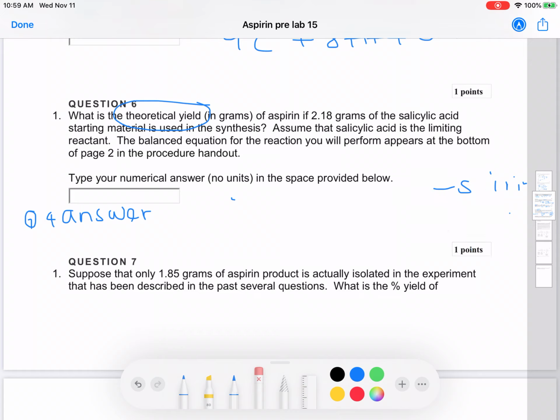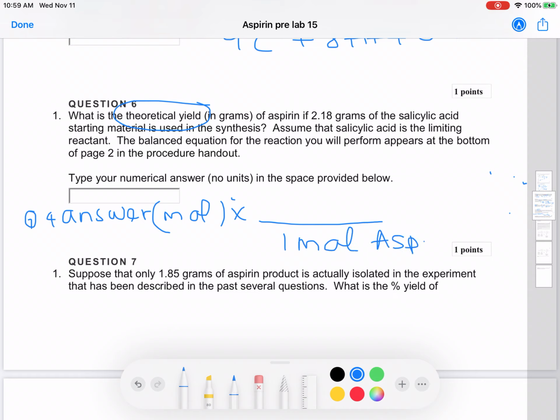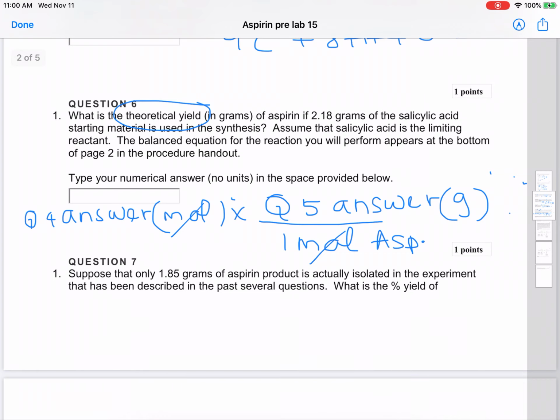And question 4 answer in moles. It is the same number of moles for aspirin. And then you use the molar mass of aspirin. 1 mole of aspirin is the molar mass of aspirin, which you find in question 5 answer. That is in grams per mole. So moles to moles get cancelled. You can find out the theoretical yield. Okay, question 4 answer multiplied by question 5 answer to give you question 6, which is the theoretical yield.